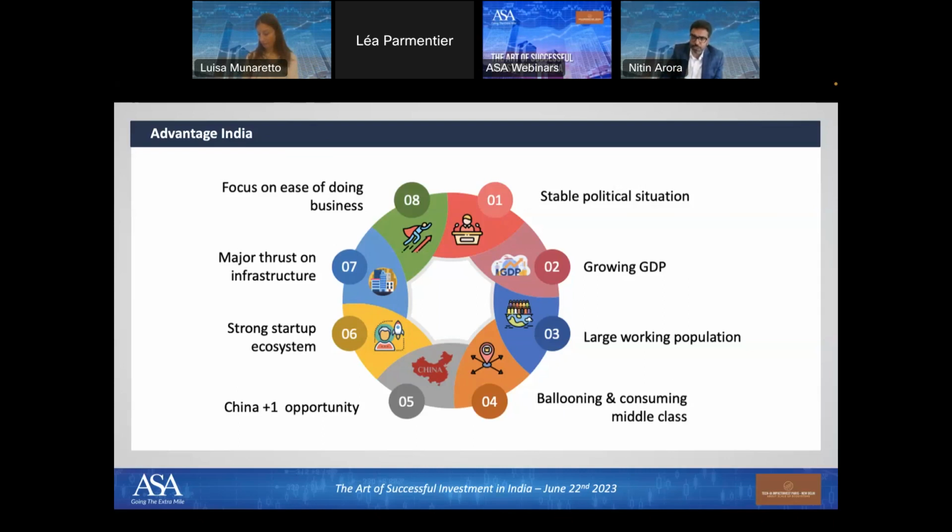Of course, it has its challenges of employment also, but the good thing is that it keeps adding people to the working class, which contributes to the growing economy. And the ballooning and consuming middle class is also a very important factor. By a few estimates, by 2030, one in every two households will be upper middle class, so moving out of poverty. And what it does is that once you move to the middle class, your needs move from necessity to discretionary spending.